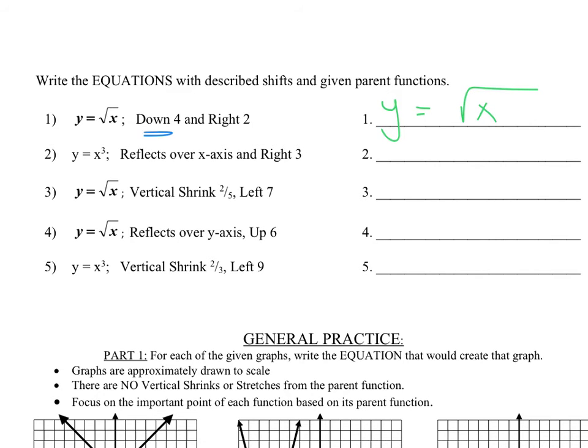They're asking me to go down 4 and right 2. The right 2 will go on the inside of the square root. Make sure that square root goes over that whole entire thing. And down 4 is being minus 4 on the outside. So that's my new equation.